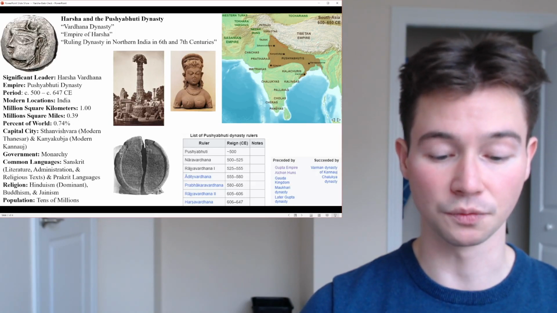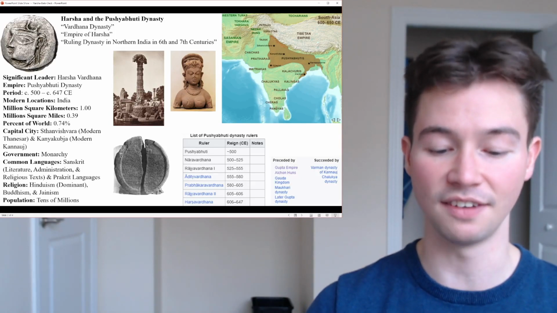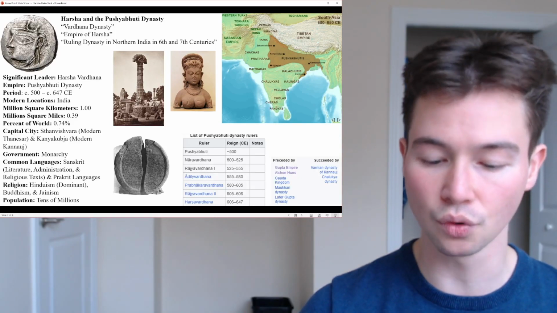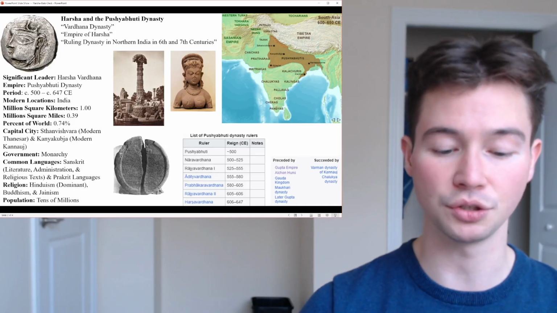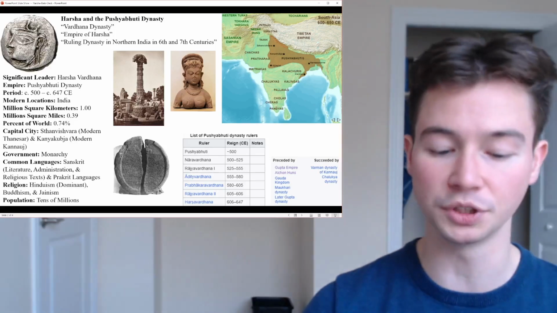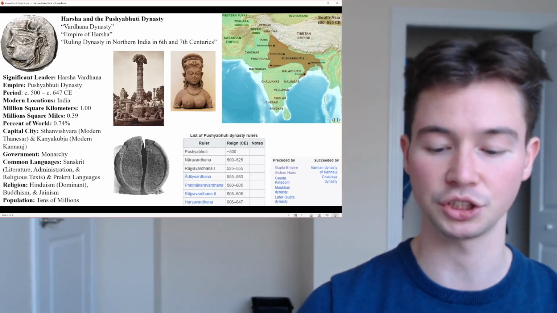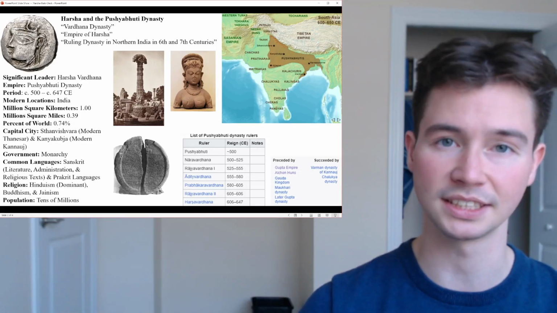The dynasty initially ruled from Stanveshvara in modern-day Kurukshetra district in Haryana, but Harsha eventually made it to Kanyakubja, modern-day Kannauj, in Uttar Pradesh, his capital, from where he ruled until 647 CE.